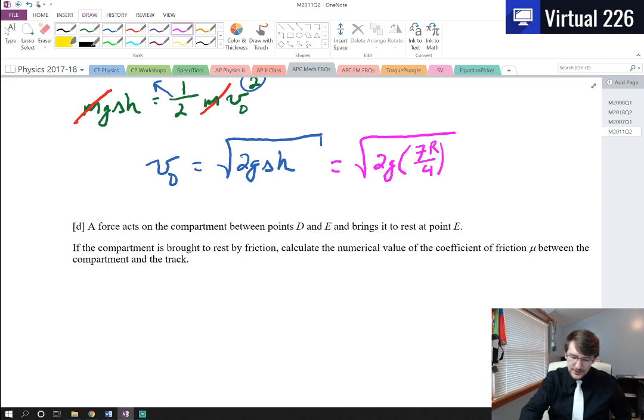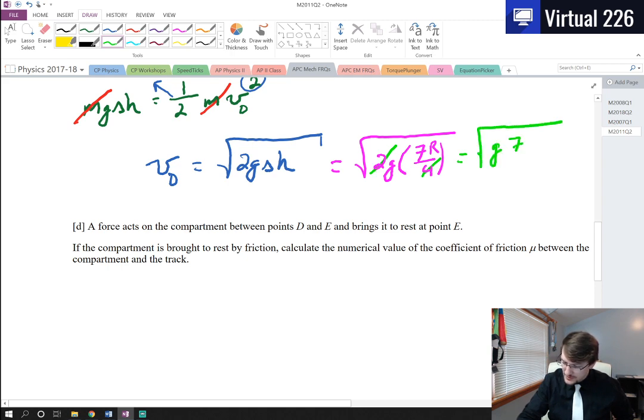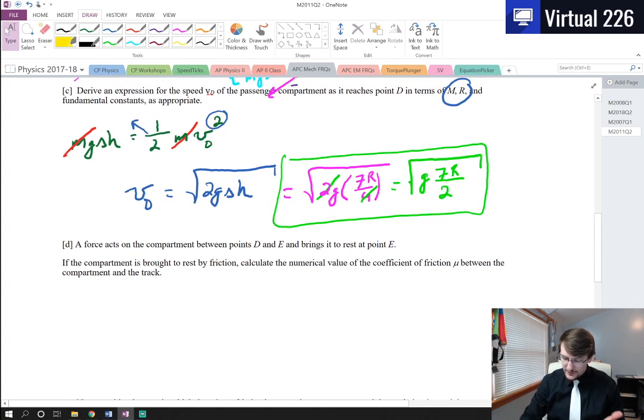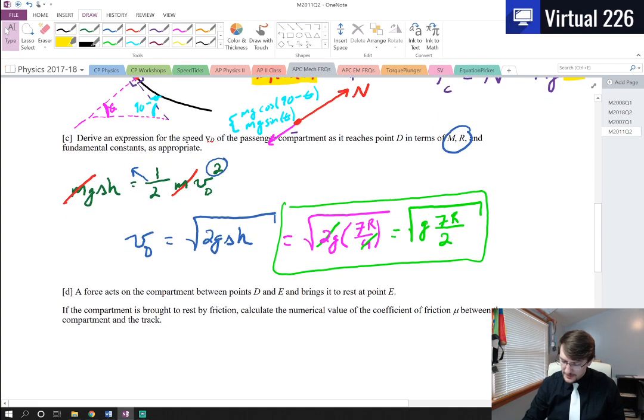And if we wanted to, we can actually just leave that answer like that. There's nothing wrong there. If you have a math teacher teaching this to you, they'd be like, clean that up, in which case you would do this and you'd get the square root of g 7r over 2. But all of those are fine, okay? Anything over here is good. Okay, so that's just a conservation of energy, pretty straightforward there for us.